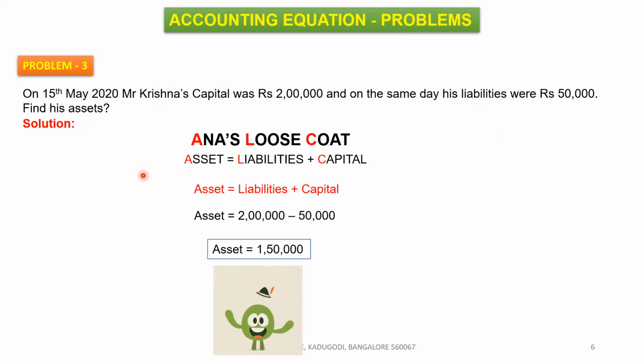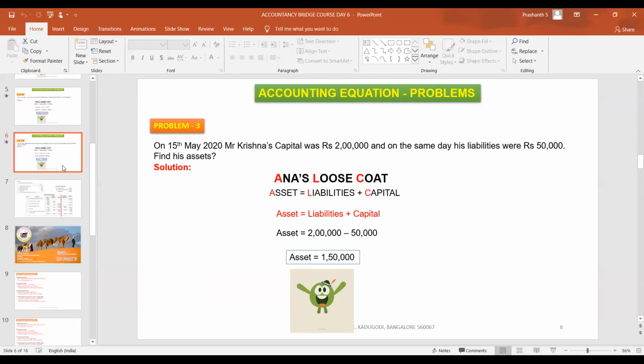Everyone has got this? Jivita, any issues? Sir, why minus, sir? Why I put plus, no? Oh, correct. That means it should be 2,50,000. I have made a mistake. Yeah, it should be 2,50,000. We'll correct it now. So it should be plus.